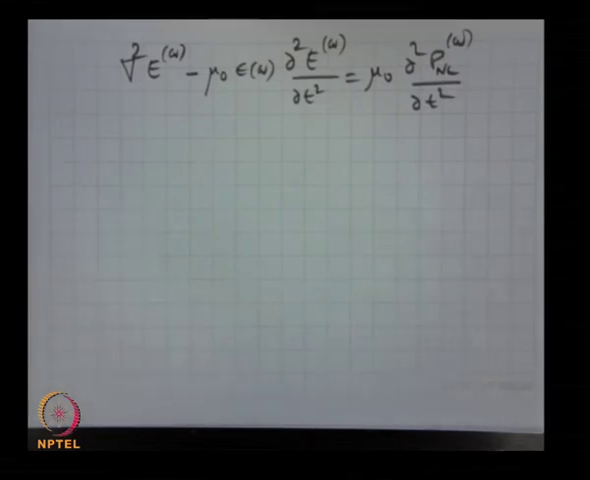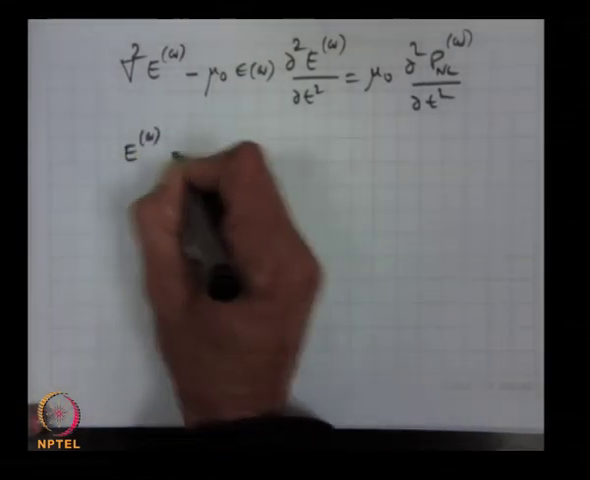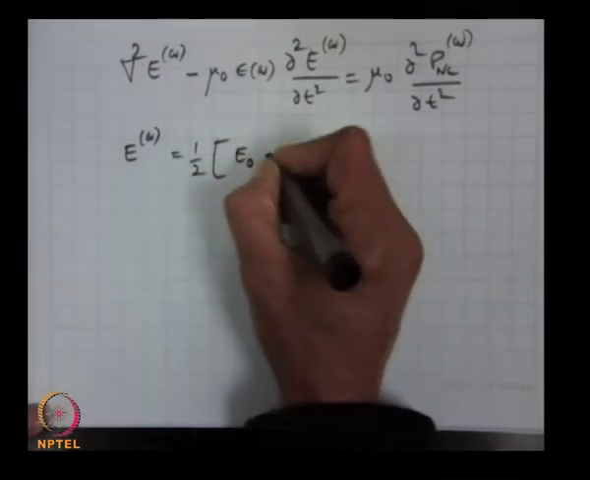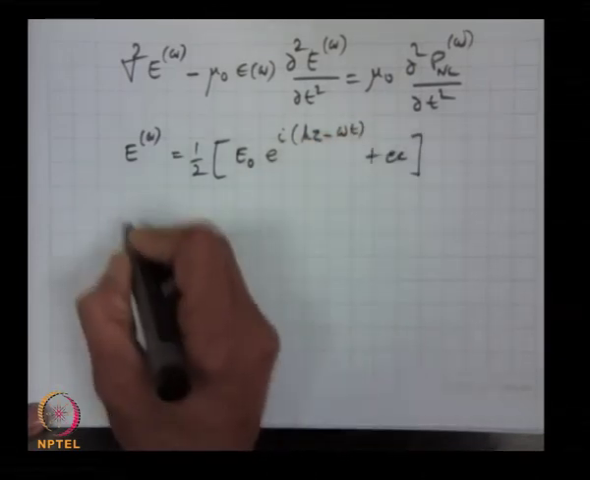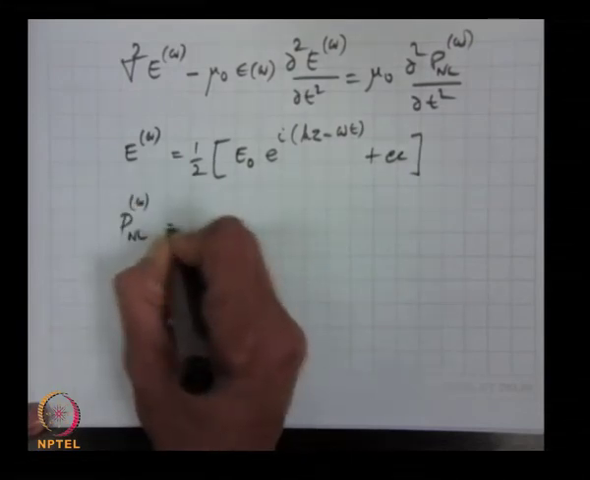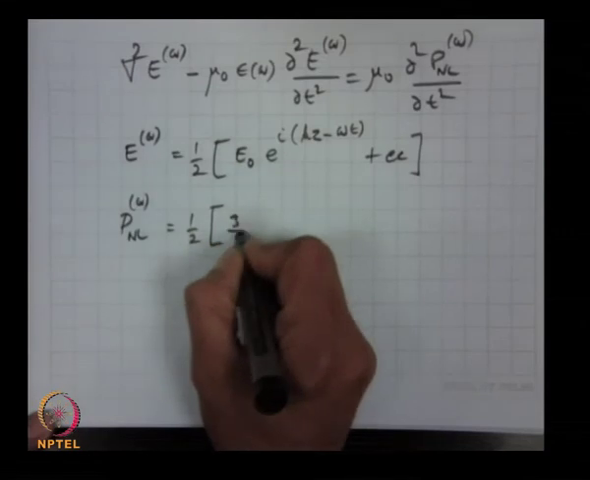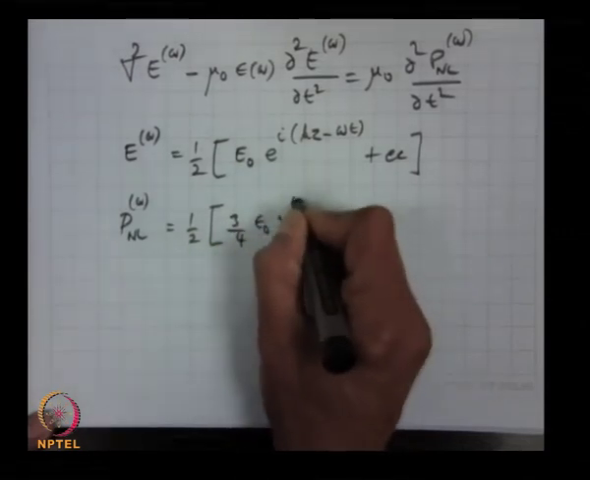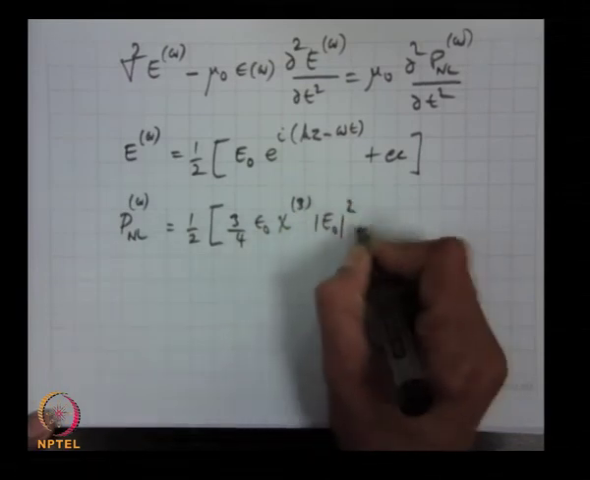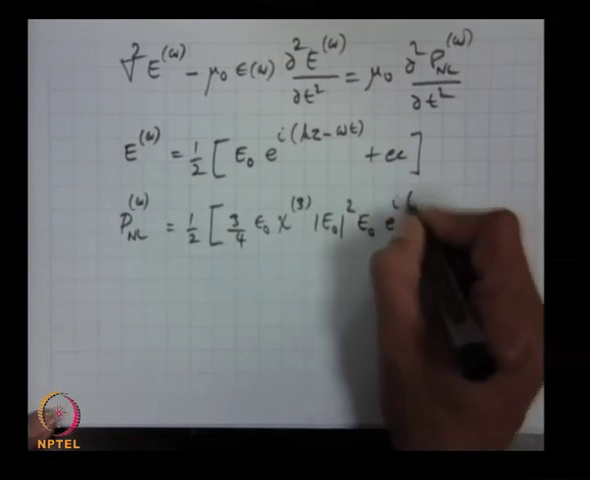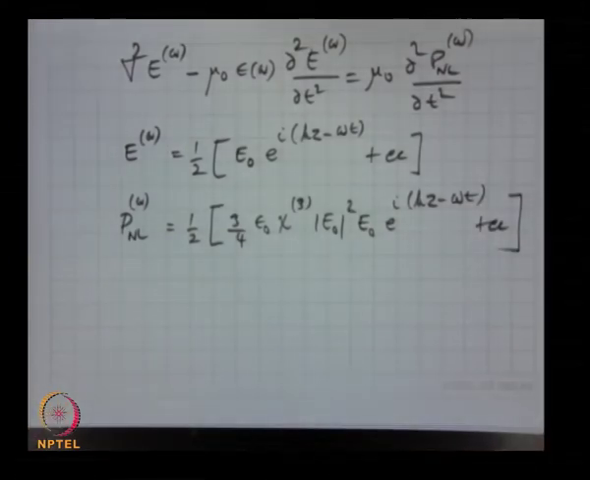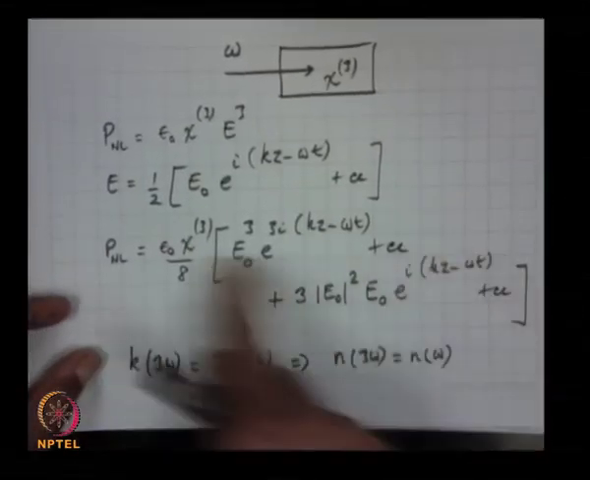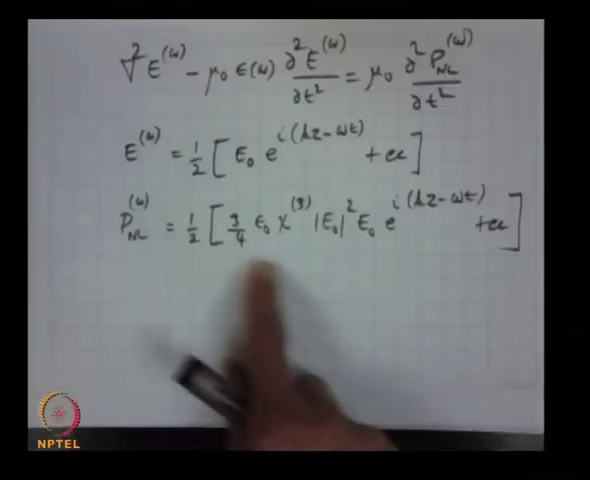So in my case, E omega is equal to half E naught e to the power i(kz minus omega t) plus complex conjugate, and P nonlinear at omega is equal to half times 3 by 4 epsilon 0 chi 3 mod E naught square E naught exponential i(kz minus omega t). This is from this equation which we had written just now. So the nonlinear polarization at frequency omega is in the second term here, and that's what I'm writing with a factor of half outside.